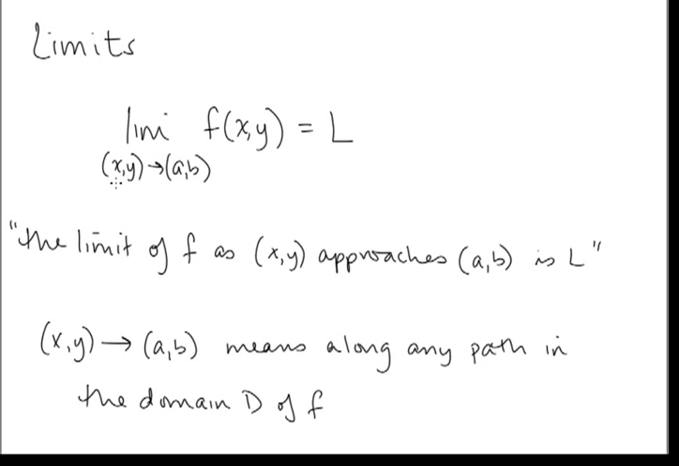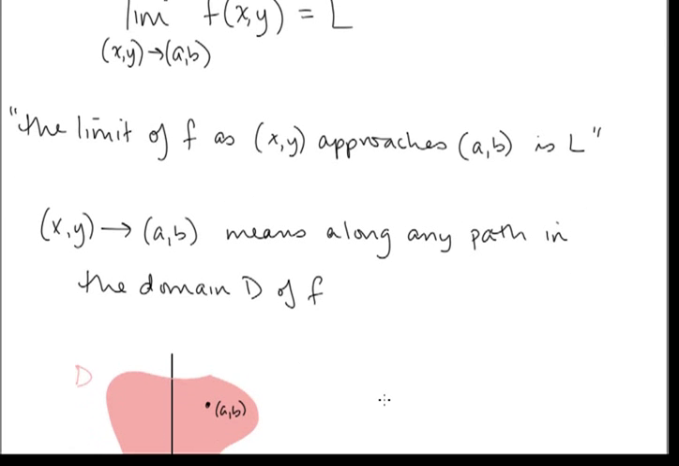And what do we mean by (x,y) approaching (a,b)? Remember that these are points in two-dimensional space. So as (x,y) approaches (a,b), we're talking about from any direction. (x,y) can approach (a,b) along any path in the domain D of f. So let's take a look at that.